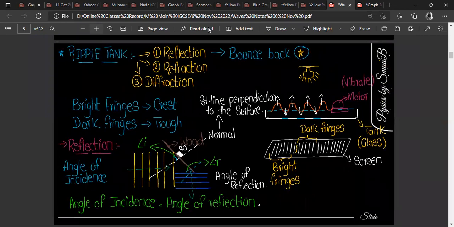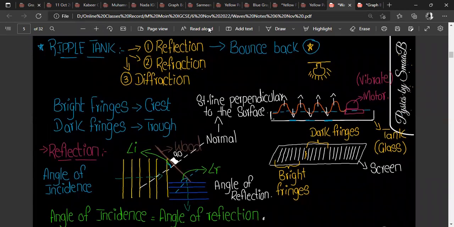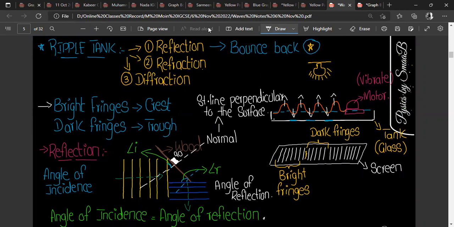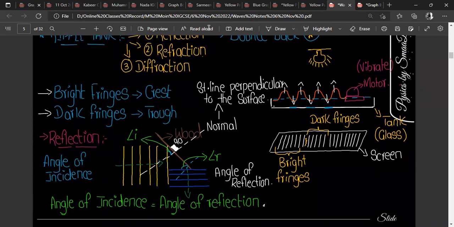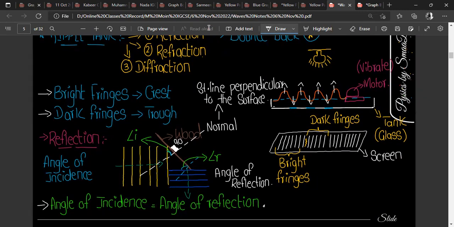Any confusion? No. So you just remember these two things: that bright fringes will make the crest part and the dark fringes will make the trough part, right? And the second thing, that in the reflection process, the angle of incidence will be equal to the angle of reflection, right? Any confusion in it?